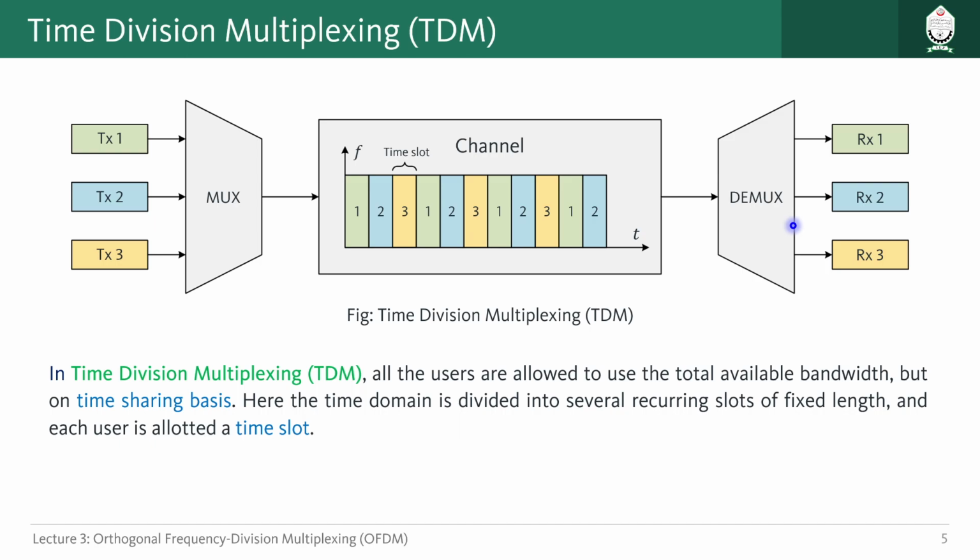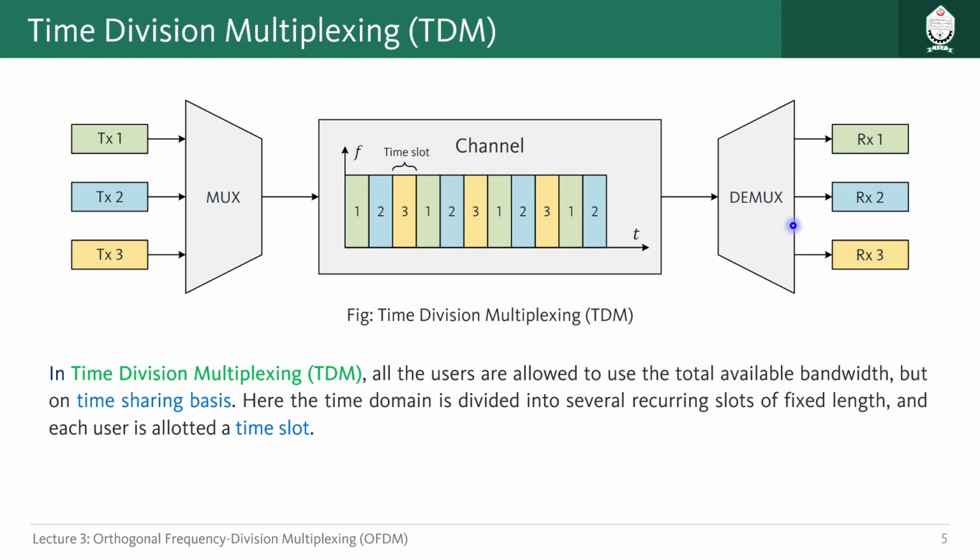But in reality both of these are used together. Like in the first generation of wireless communication systems in the 1980s, we only used frequency division multiplexing, but when we came to 2G standards in the 1990s, we used time division multiplexing also with frequency division multiplexing. So we were sharing the resources in the frequency domain as well as the time domain.